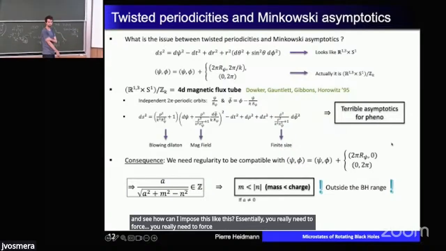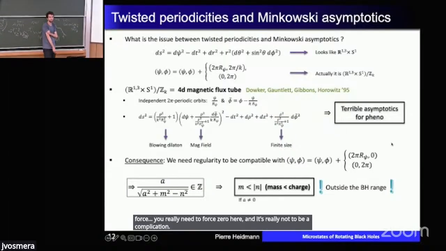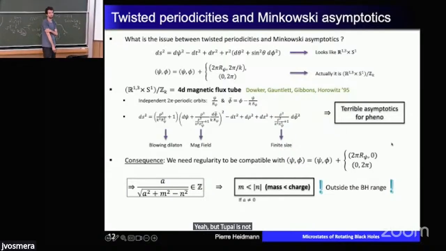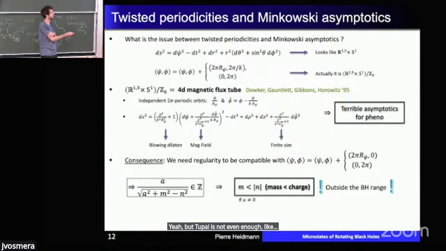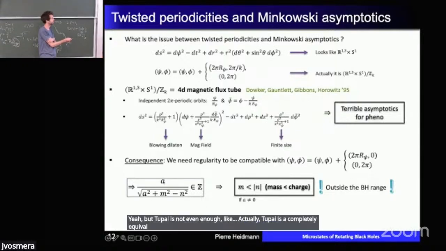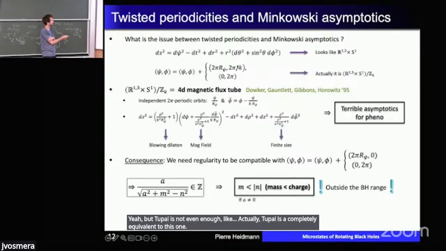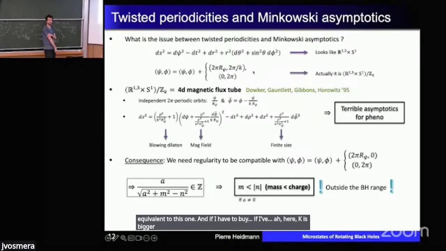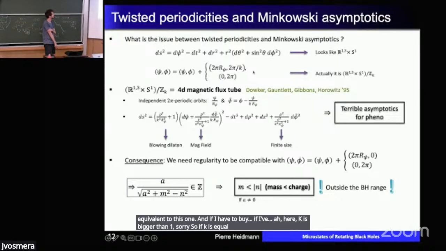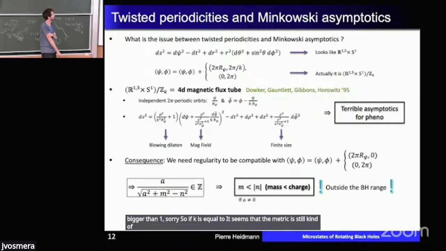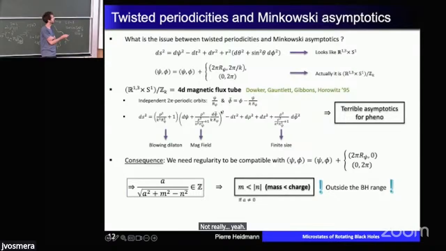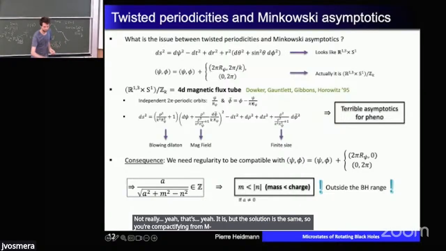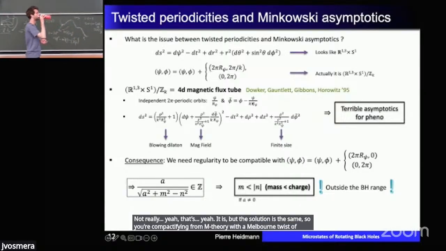0 here. It's really not a complication. Yeah, but 2 pi is not even enough. Actually, 2 pi is completely equivalent to this one. And if I have 2 pi, K is bigger than 1. Sorry. So if K is equal to 1, it seems that the metric is still very weird. Not really. It is, but the solution is the same. So you're compactifying from M theory with a Melvin twist of 2 pi, which is the same solution.